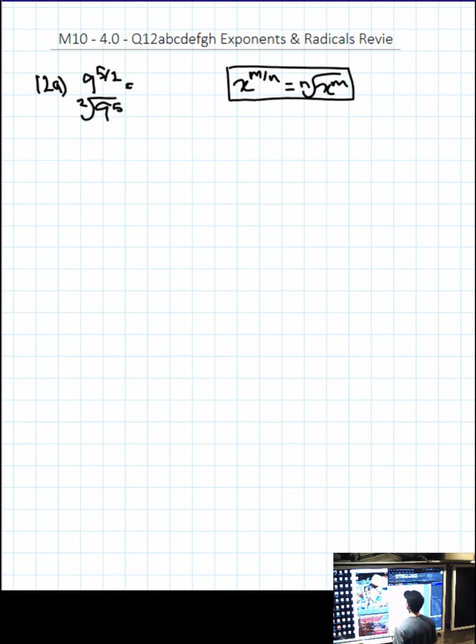Now we don't know what 9 to the 5 is, so we don't want to do that, but we do know what the square root of 9 is. We always want to do the root first if we can. So the square root of 9 is 3, and 3 to the 5 is 243. I'm going to check that on the calculator. So we have 9 to the exponent 5 over 2, which is 243, which means our answer is correct.